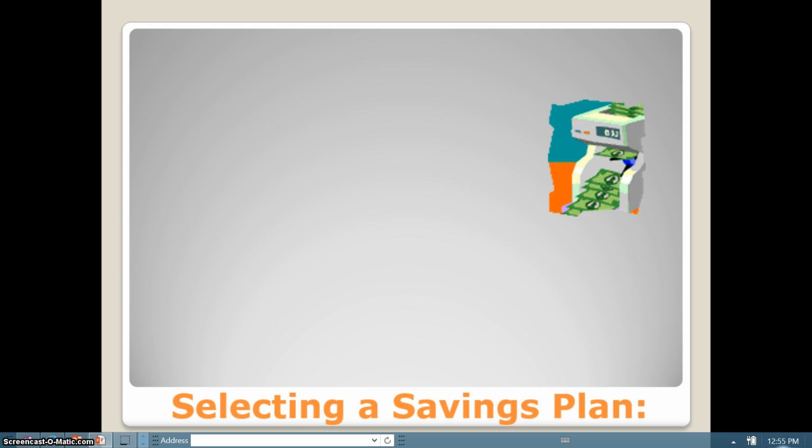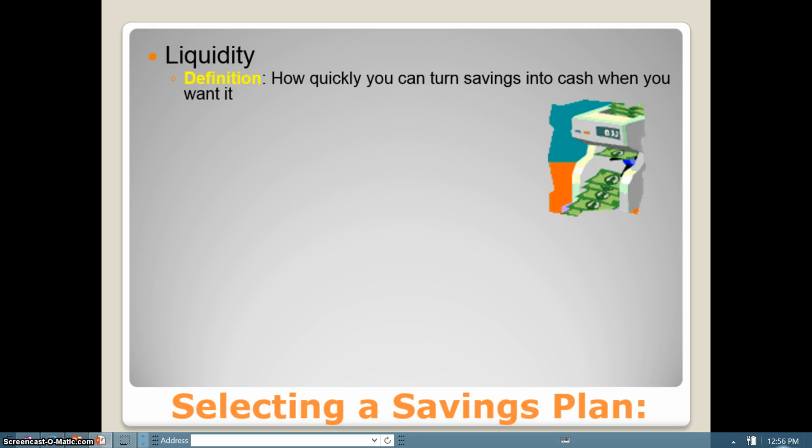So, what do I need to think about when I'm selecting a savings plan? Well, liquidity is important. Liquidity means how fast can I turn that investment into cash. So most savings plans are very liquid, meaning that they're accessible on demand through your ATM or by going to the bank or transferring funds from your online account. So how quickly you can turn your savings into cash when you want it.